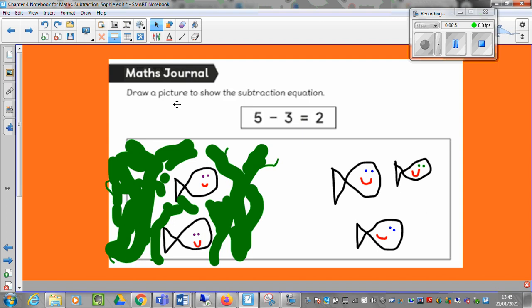What I want you to do is draw your own picture, not with fishes. You can draw anything you like, but it needs to show 5 take away 3 equals 2.